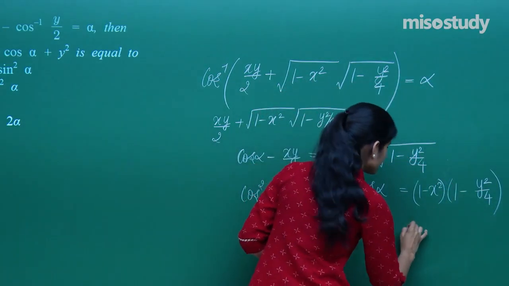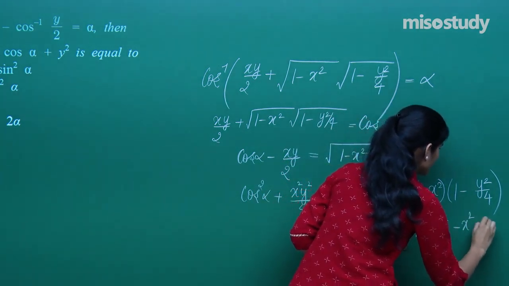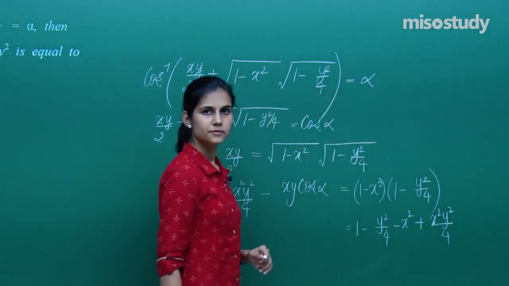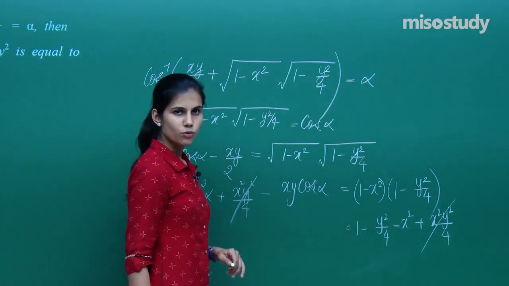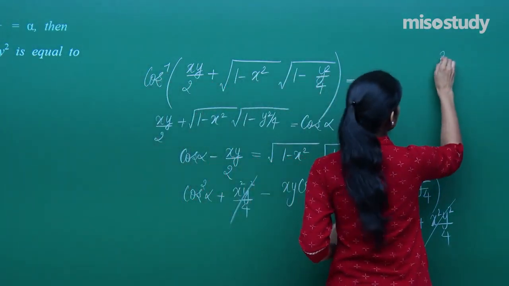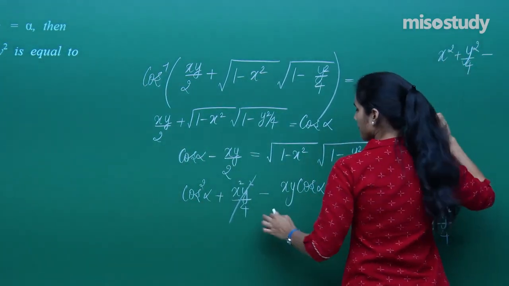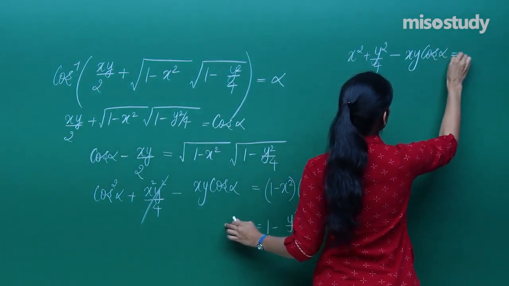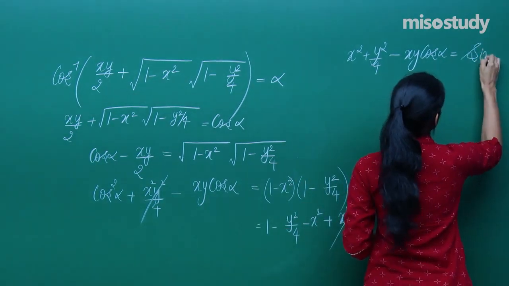So what is this equal to? This is equal to 1 minus y square by 4 minus x square plus x square y square by 4. So you can see this and this get cancelled out. What you are left with is x square plus y square by 4 minus xy cos alpha is equal to 1 minus cos square alpha, which is sine square alpha.